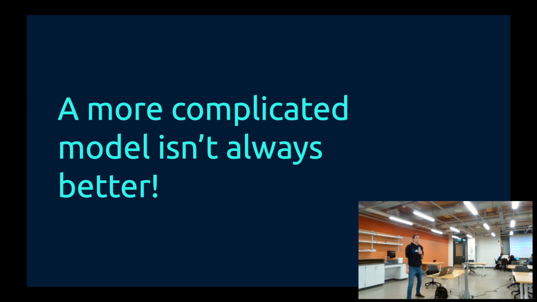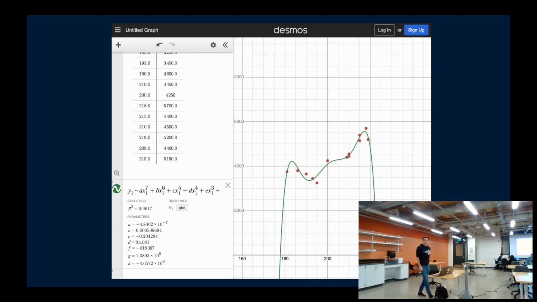A more complicated model isn't always better. This is a really important and not immediately intuitive idea. A more complicated model is good if you need a complicated model, if the relationships you're dealing with are sophisticated. But I want to show you an example of a complicated model that's worse. Here I took some training data. I should have fit a line to it. I should have just used a linear model, and that would have been pretty good.